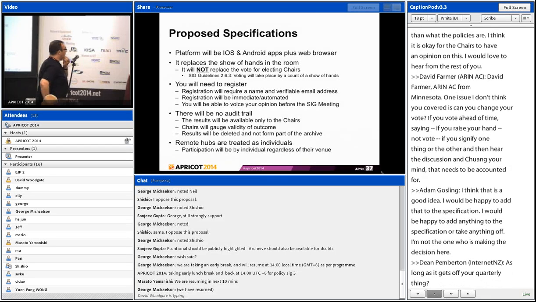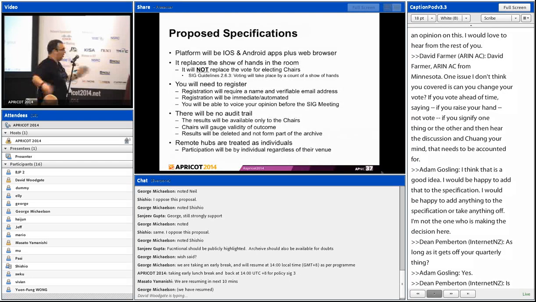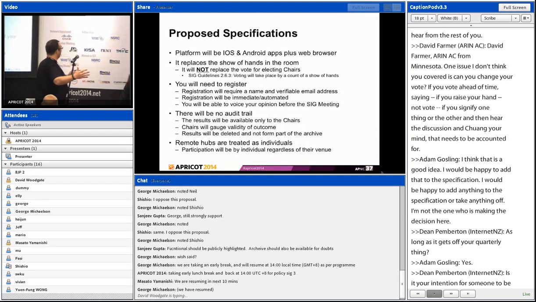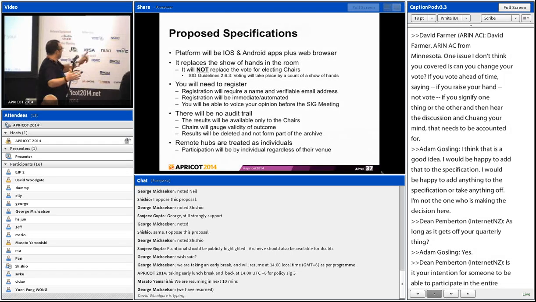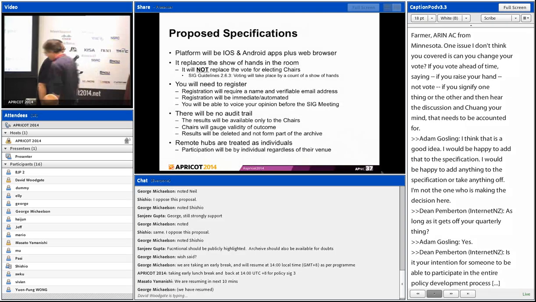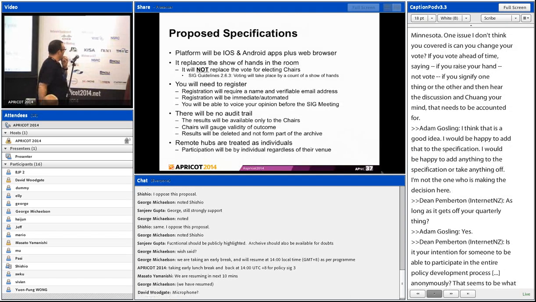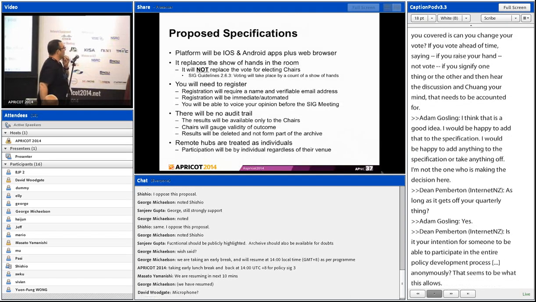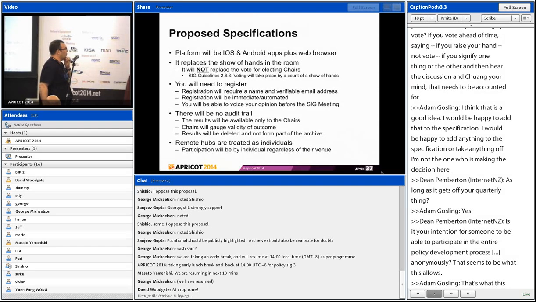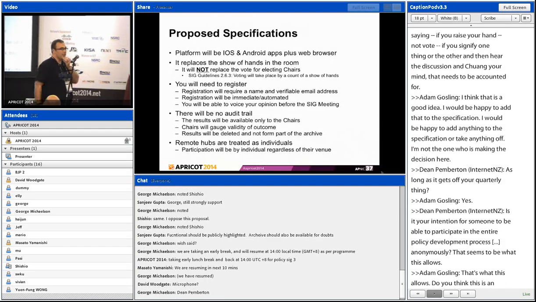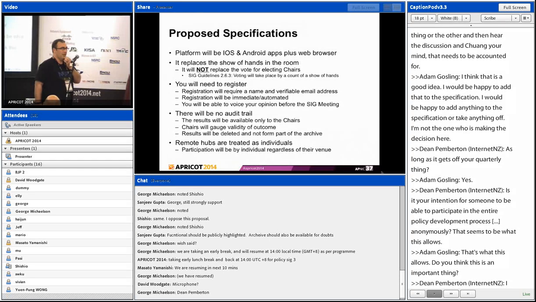Is it your intention for someone to be able to participate in the entire policy development process anonymously? That seems to be what this allows. That's what this allows. Do you think that this is an important thing? I think it's something that the community needs to make an informed decision about.